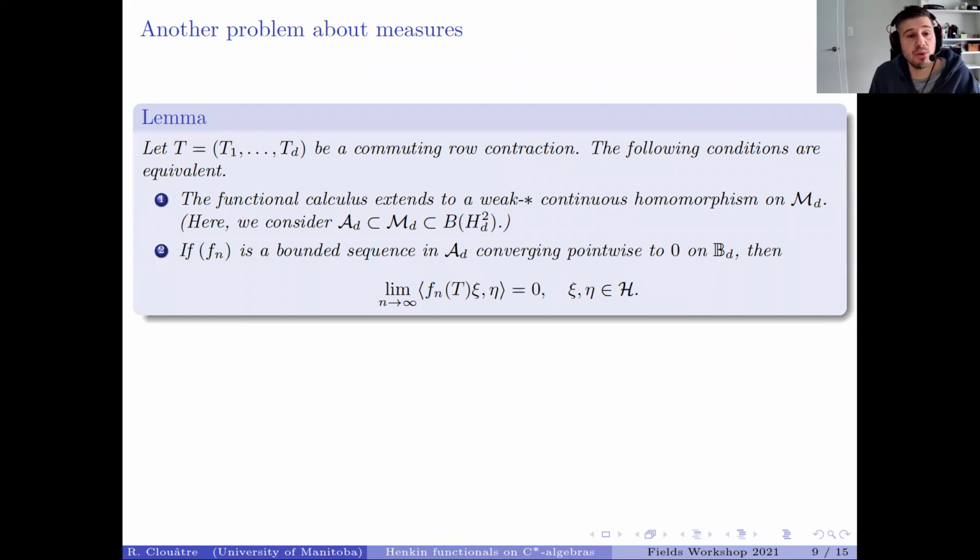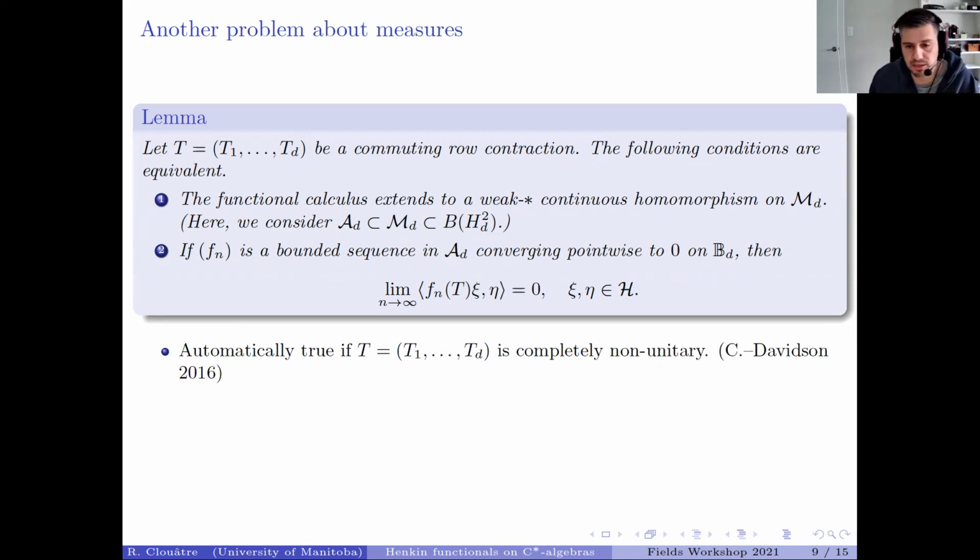Okay, so now what did we do next in one variable? I pointed out that there was this classical fact of Sz.-Nagy and Foias that when d is equal to 1, when you have a completely non-unitary object, this property holds automatically. That is still true. This is something that we proved several years ago with Ken Davidson. So if you assume that your commuting row contraction is completely non-unitary, then these conditions automatically hold.